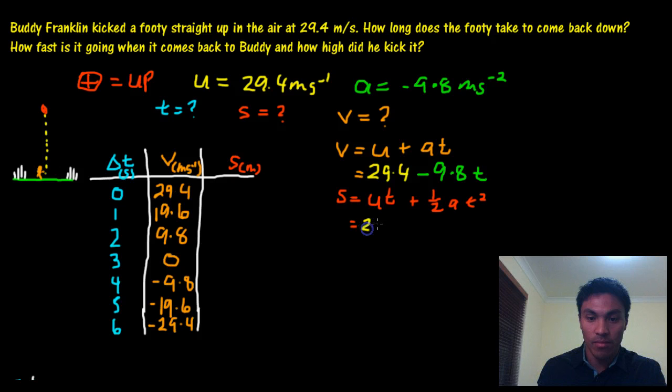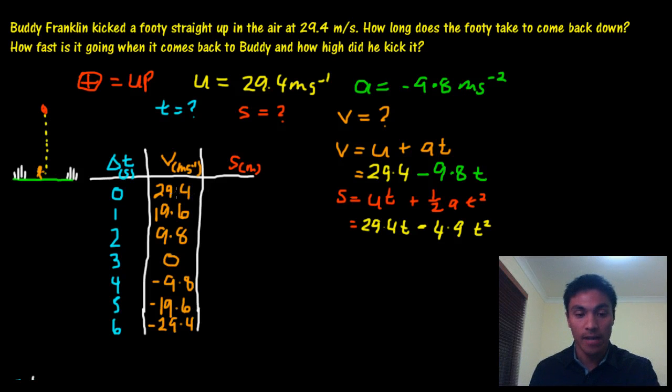So 29.4t. And because our acceleration is negative, and we can already halve that, we'll take away 4.9t squared from that. Okay, let's do the math. If at time equals 0, this will all be 0, because whenever you multiply 0 by whatever number, you're going to get 0. And that's pretty logical. So our displacement is going to be 0 at time equals 0.